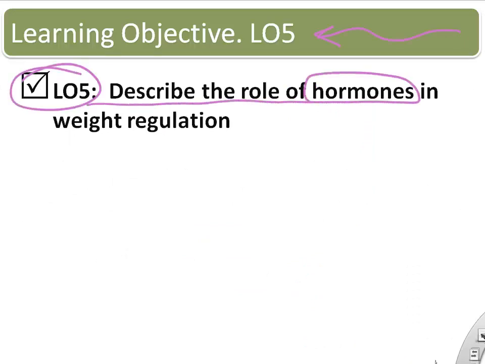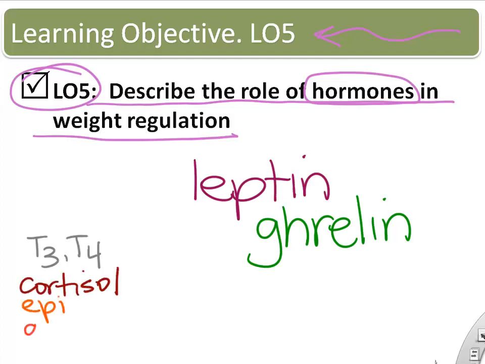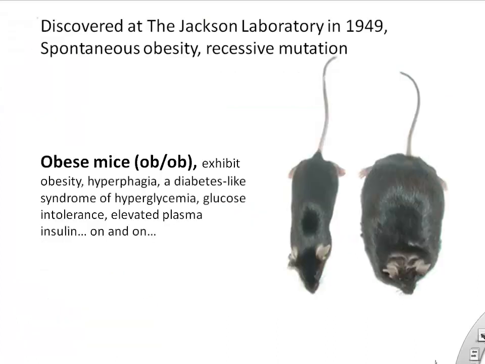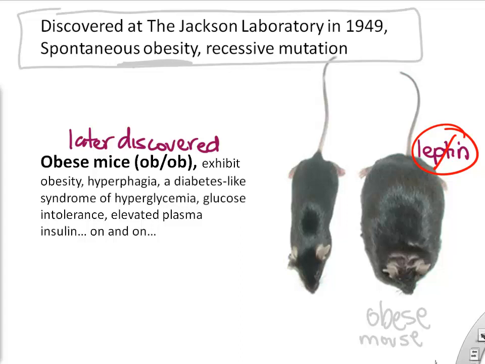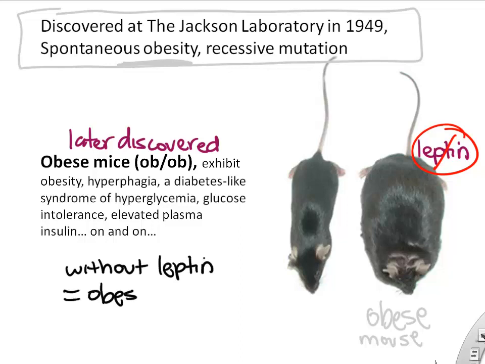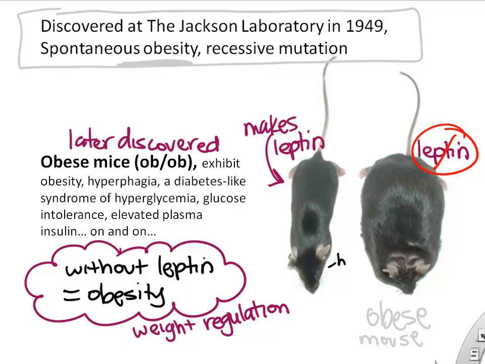The next learning objective is describe the role of hormones in weight regulation. The two hormones we'll study are leptin and ghrelin. Other hormones affect body weight like T3 and T4 from the thyroid, cortisol and epinephrine from the adrenal glands, even growth hormone and brown fat. In the 1940s, they discovered these little mice that became spontaneously obese. Many years later, when they studied the genetics of these mice, they discovered that they had a genetic mutation that didn't allow them to make a protein called leptin. So the obese mice couldn't make leptin, and they couldn't regulate their body weight. Normal mice made leptin and always stayed lean.